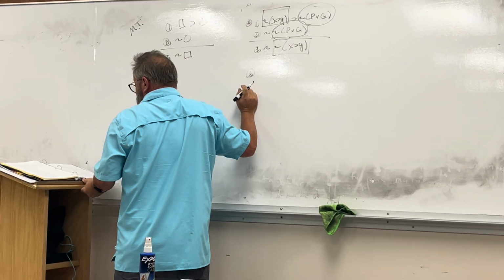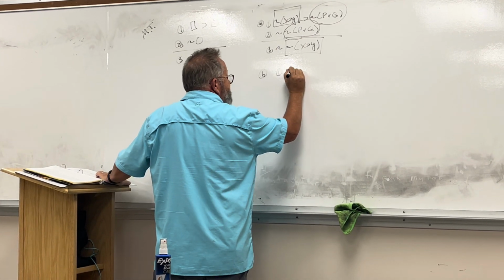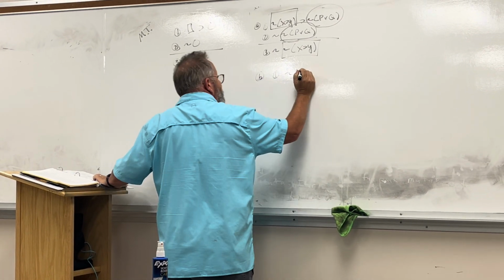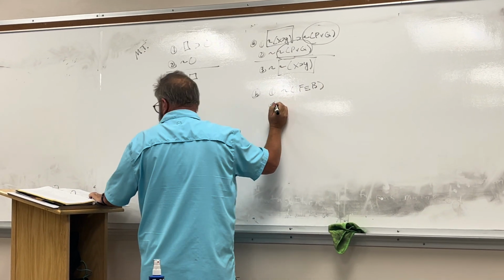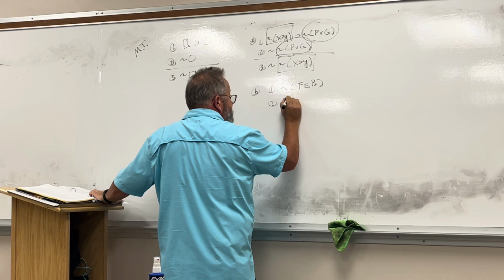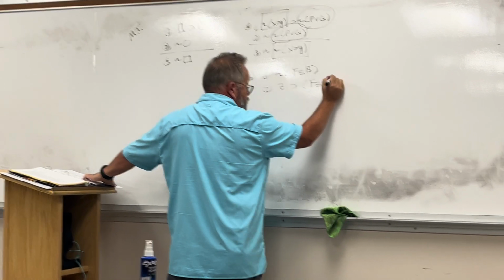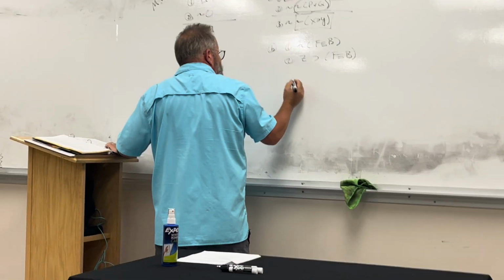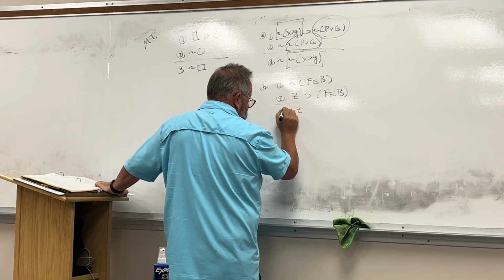Okay, B is, one is not F if and only if B, and 2 is Z, then F if and only if B, and then the conclusion is not Z. Okay.